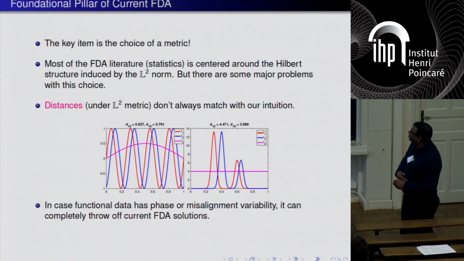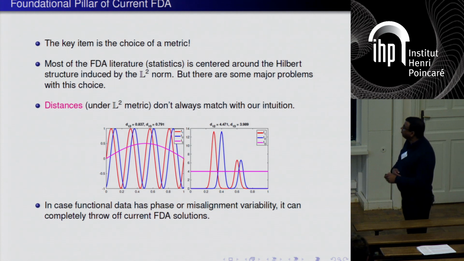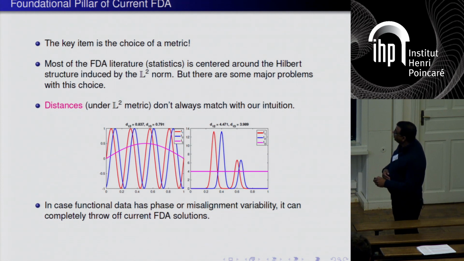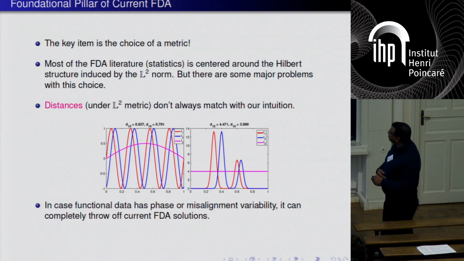The problem is that sometimes the results are not as intuitive as you would like. Here is a simple example. I have three scalar functions on [0, 1]: red, blue, and magenta, if the projector is doing its job. We are just computing the pairwise standard L2 norms. And it turns out, if you look at these numbers, that the distance between red and magenta is smaller than the distance between red and blue.